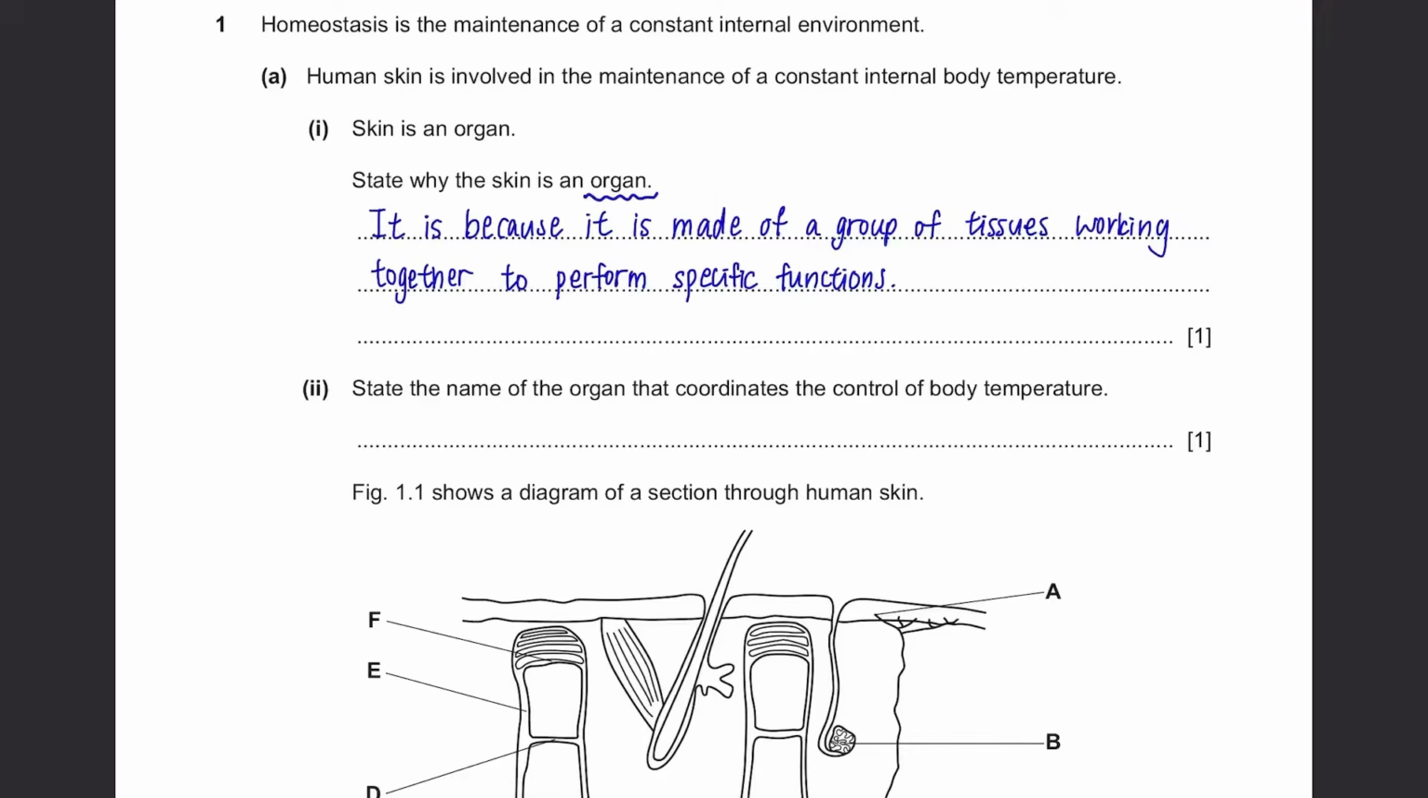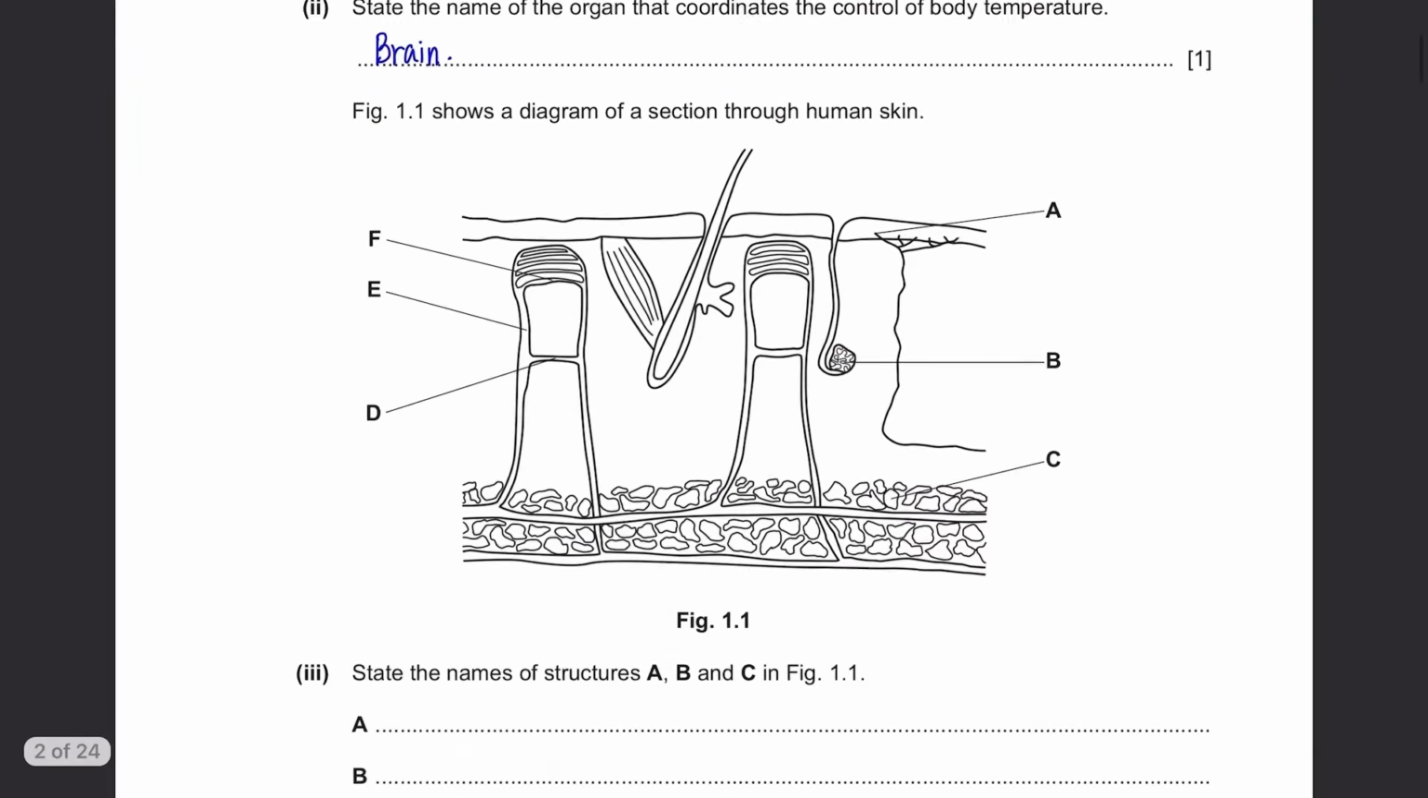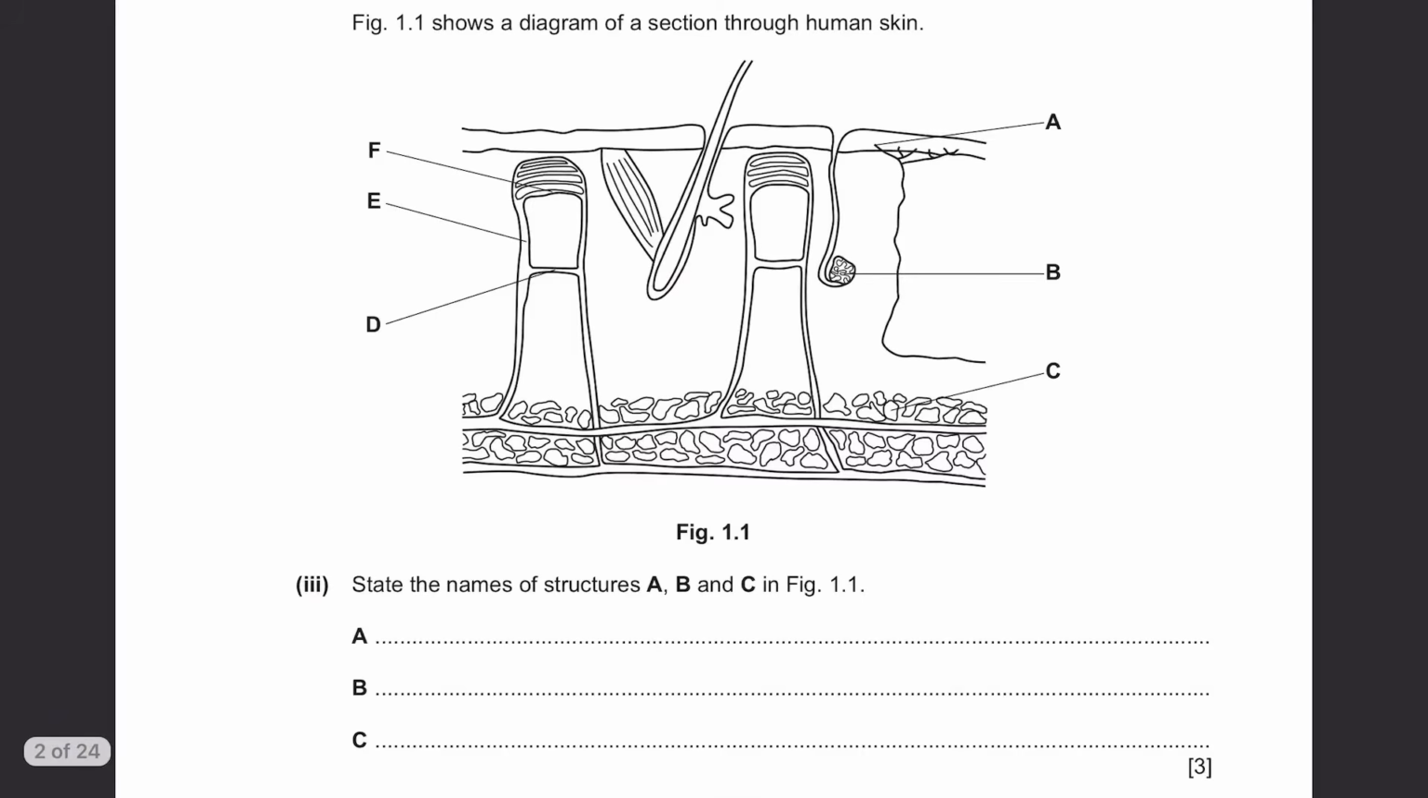State the name of the organ that coordinates the control of body temperature. Don't get confused, it's not skin, but it's brain. Figure 1.1 shows a diagram of a section through human skin. State the names of structures A, B, and C in Figure 1.1.